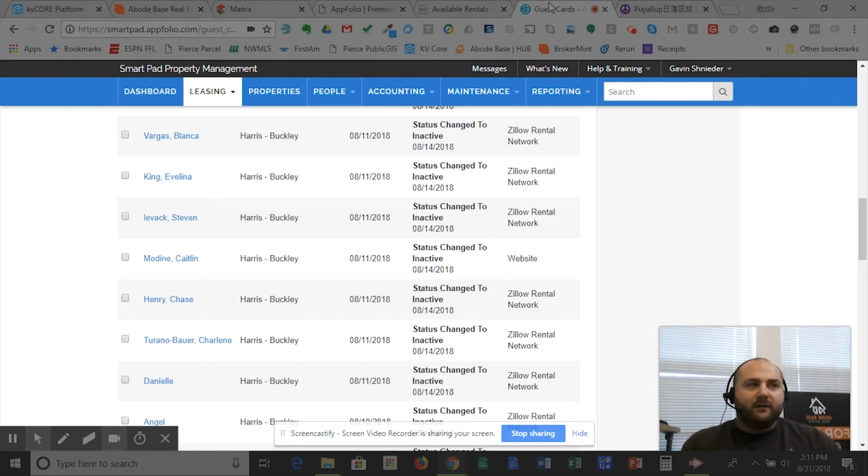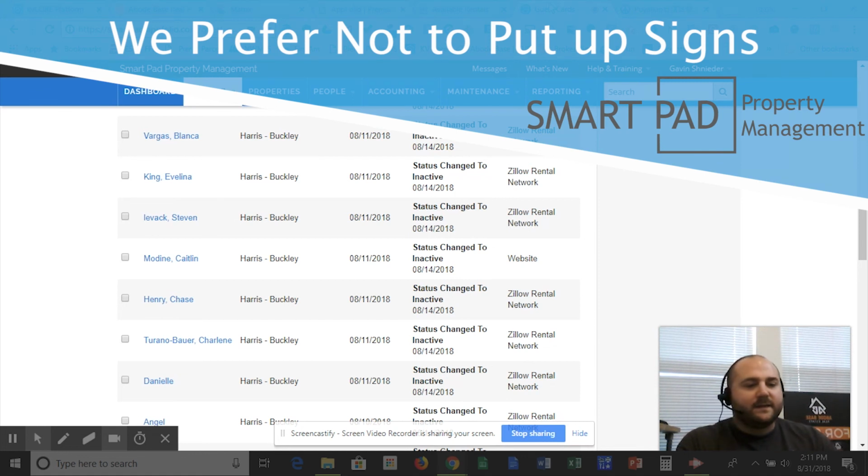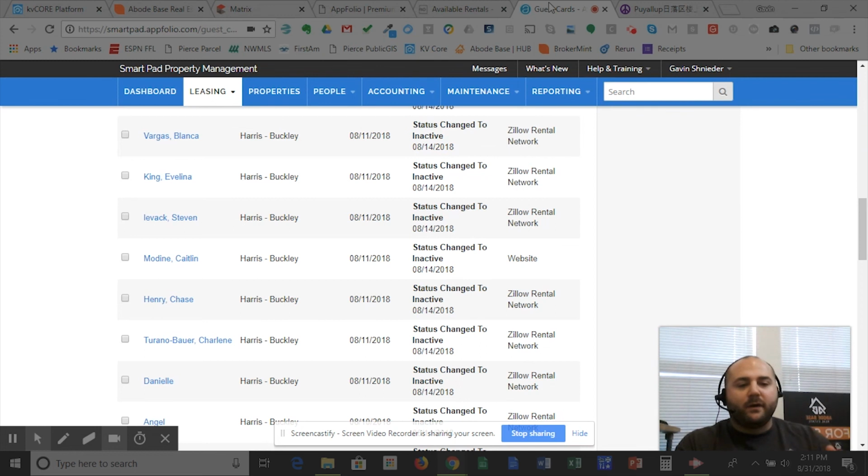In certain areas, vacant homes with for rent signs are prime targets for vandalism and break-ins, and so we prefer not to put up signs in those cases. We'll go a couple of weeks on the market with just listing syndication and farming our database before we decide to put up a sign.